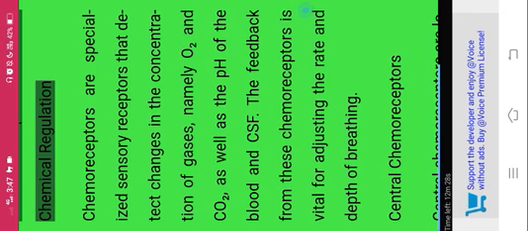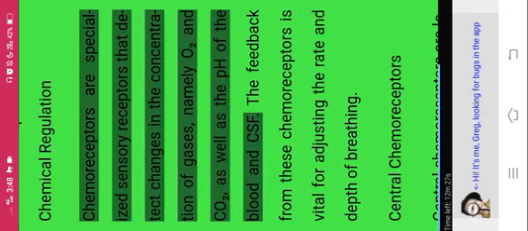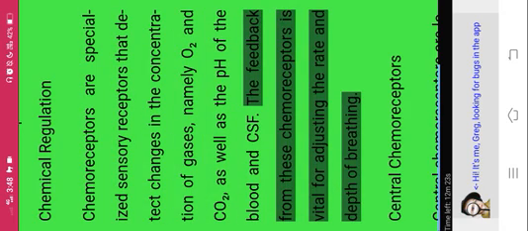1. Chemoreceptors involved in chemical regulation. Chemoreceptors are specialized sensory receptors that detect changes in the concentration of gases, namely O2 and CO2, as well as the pH of the blood and CSF. The feedback from these chemoreceptors is vital for adjusting the rate and depth of breathing.